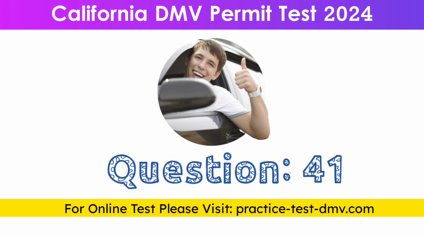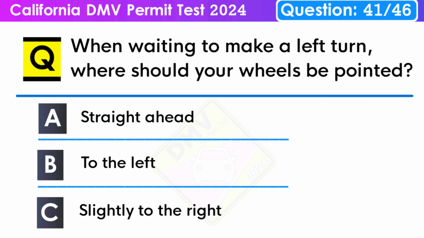Question 41. When waiting to make a left turn, where should your wheels be pointed? A. Straight ahead. B. To the left. C. Slightly to the right. Correct answer: A. Straight ahead. Keep your wheels pointed straight ahead while waiting to turn left. If your wheels are turned left and you're hit from behind, your vehicle could be pushed into oncoming traffic.